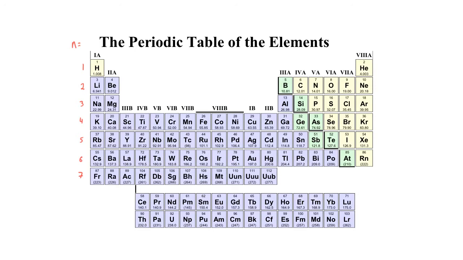So let's look at n equals 2. Remember, when we have the principal quantum number 2, there are 2 subshells: the s subshell and the p subshell. And notice that we have 2 elements in this area over here, where we could have 2 electrons. So if we're talking about lithium, we have a total of 3 protons and 3 electrons, or beryllium, with a total of 4 protons and 4 electrons. The difference between these is just 1 electron.